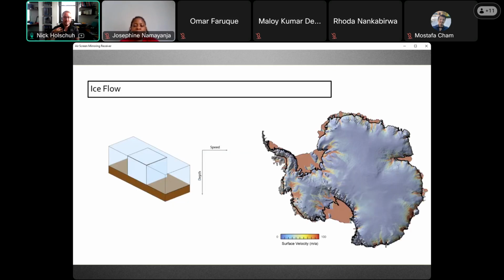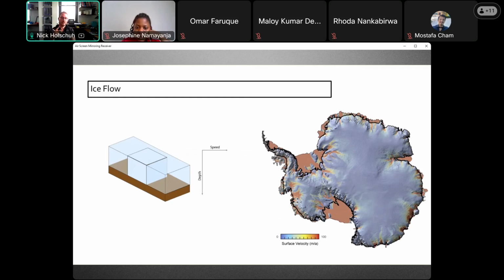One of the things I haven't talked much about is ice flow. This map on the right is a map of surface velocity from satellite imagery. It's showing how fast the ice is moving based on repeat measurements from satellites. And you can see that there is this somewhat complex pattern of ice flow around Antarctica. Things that are plotted in red are moving very fast. Things that are plotted in blue are moving fairly slowly.